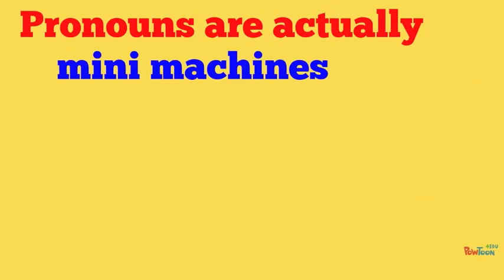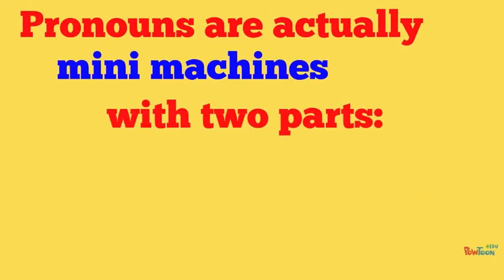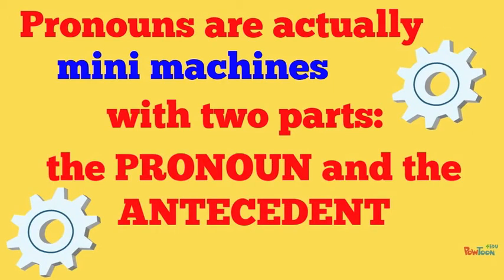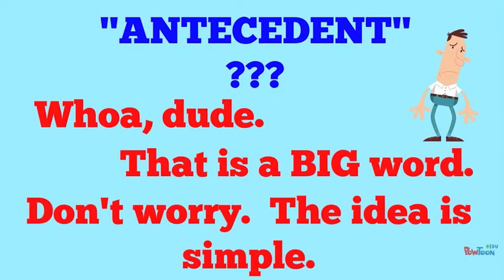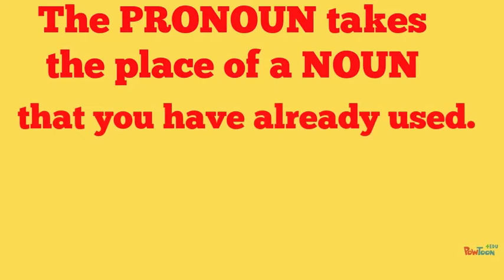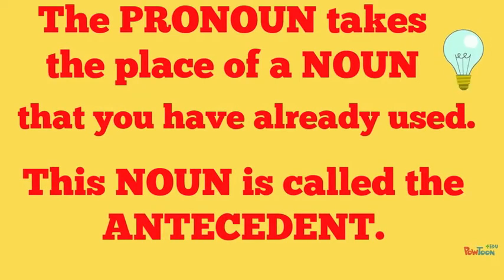Pronouns are actually mini machines with two parts: the pronoun and the antecedent. Antecedent? Whoa, dude, that's a big word. Don't worry, the idea is simple. The pronoun takes the place of a noun that you have already used. This noun is called the antecedent.